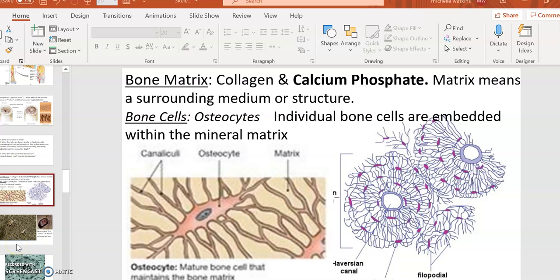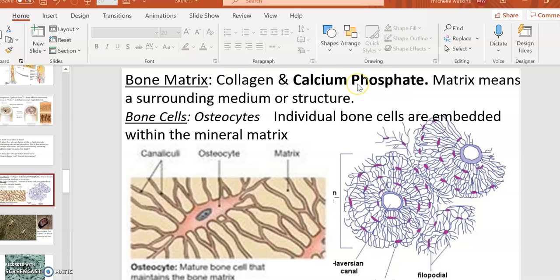So, bone matrix is the kind of background structure, the background medium of bone. Really silly analogy, but some people aren't comfortable with the word matrix. In a blueberry muffin, the cake part is the matrix, the blueberries are not the matrix. And that analogy becomes useful because the blueberries are kind of like the bone cells, and the matrix is the hard mineral part, the hard stuff that we think of as bones.